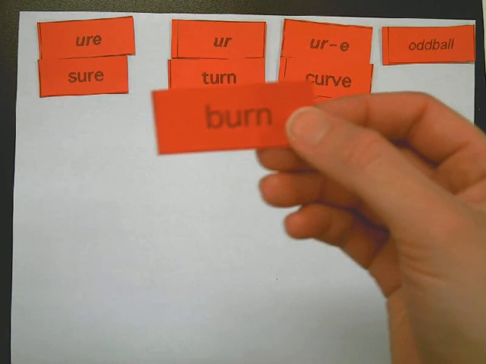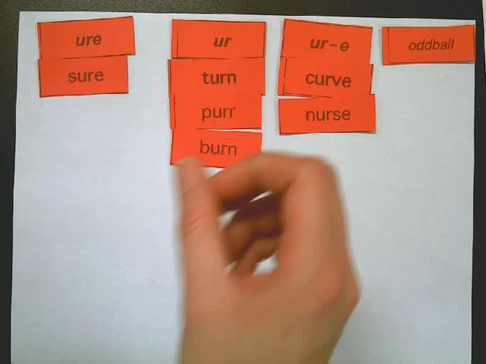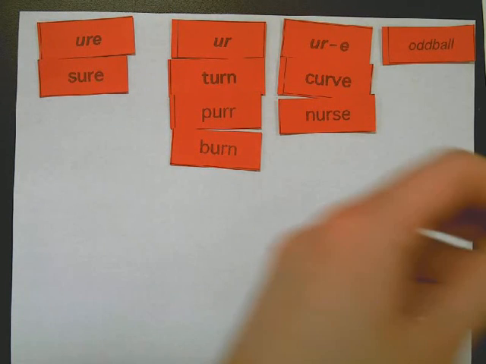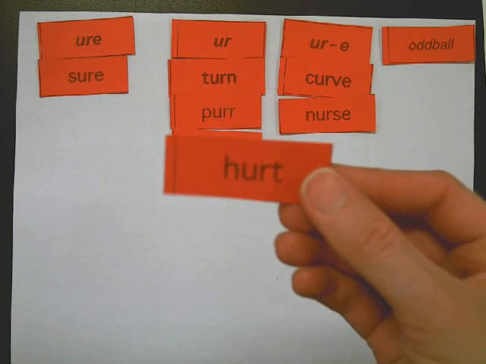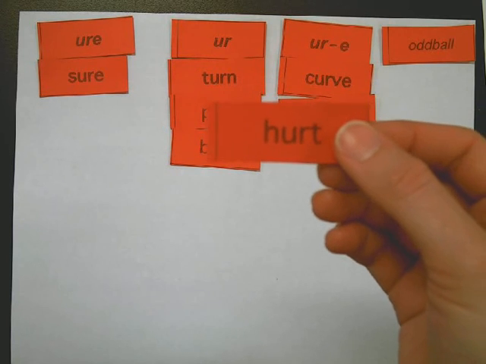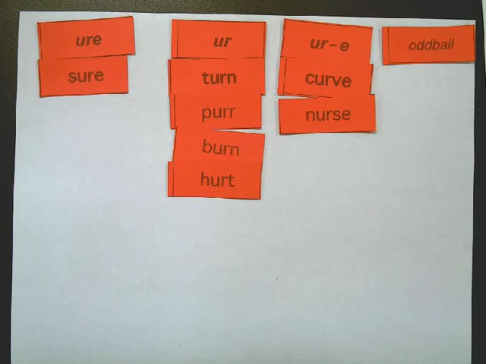This is the word burn. Again, I hear that sound, and because there's no E at the end of the word, I can put it there in the UR column. Here's the word hurt. I hear that sound again. That bossy R is changing the sound of the U. And because there's no E in the word, I can put it here with the other UR words.